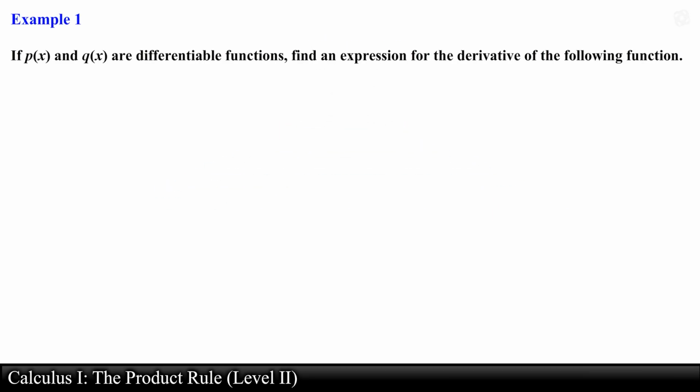If p of x and q of x are differentiable functions, find an expression for the derivative of the following function. R of x equals p of x times q of x. Notice that in this example, we're given the function r of x, which is written in terms of two other functions, in this case, p of x and q of x. The problem is asking us to find the derivative of this function.